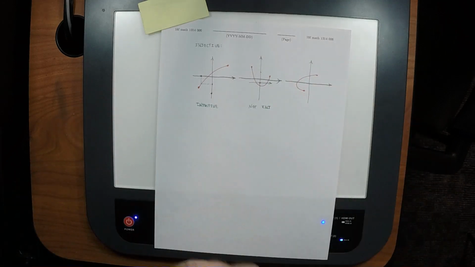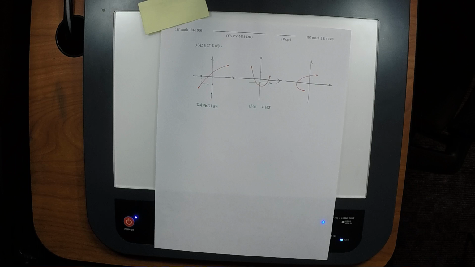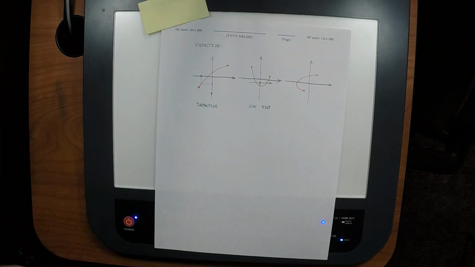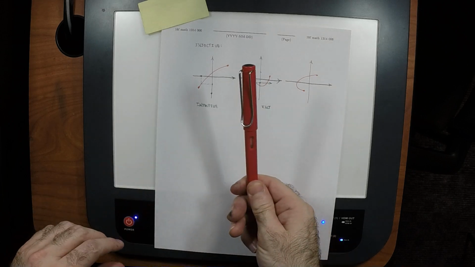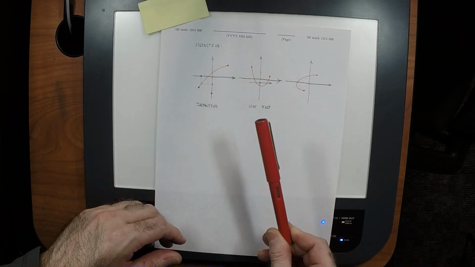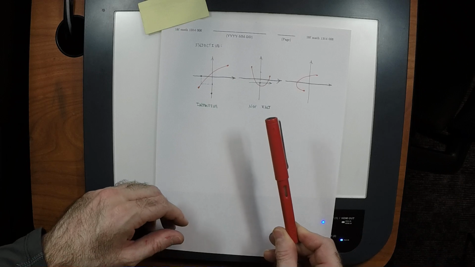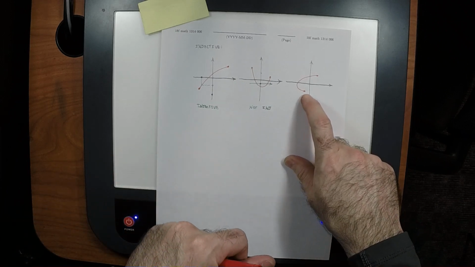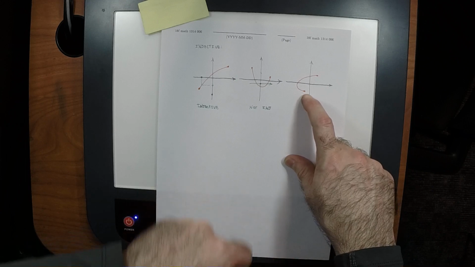But this last one, is this last one injective? No. It's not. Why is it not injective? It's not a function. Is this a red apple? No. It's clearly red. Oh, but it's not an apple, right? Is this an injective function? No, it's not, because it's not a function.